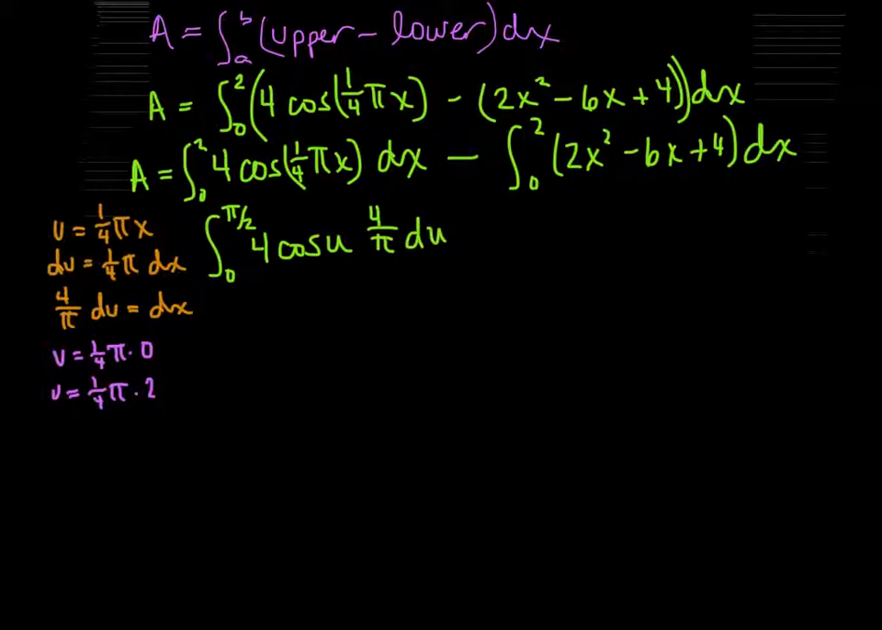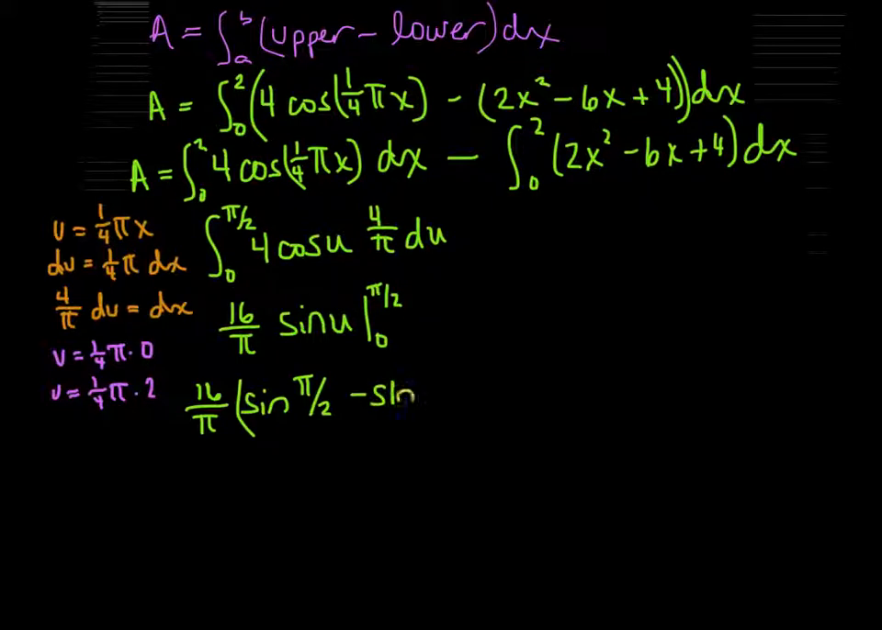All right, so my constants, my 4 and my 4 over pi, can be brought out front, and I can multiply those, so I get 16 over pi. And then the integral of cosine u is, of course, sine u from 0 to pi over 2. Okay, so I have 16 over pi times sine of pi over 2 minus sine of 0.